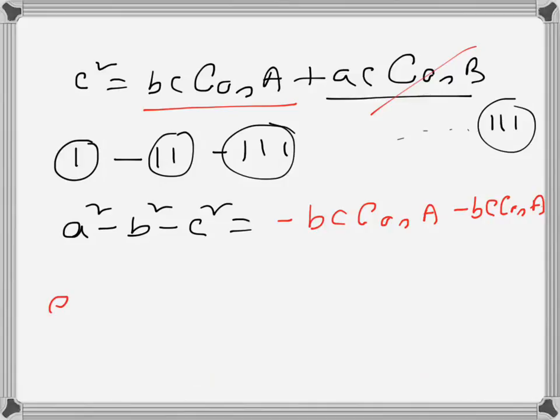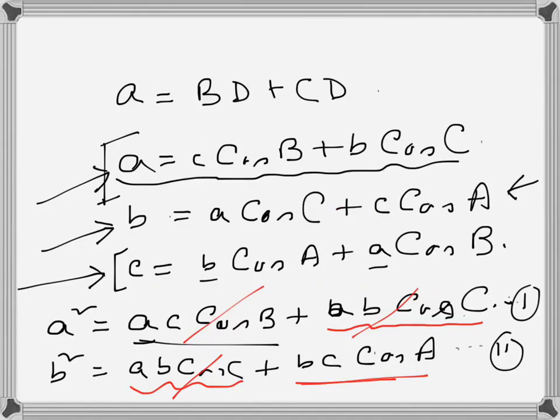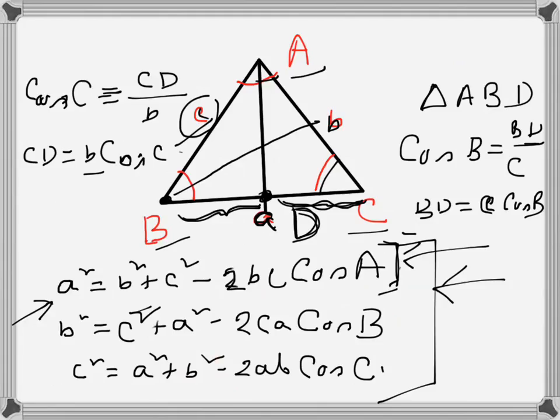If I rewrite this, taking these two to the right hand side, a square equals b square plus c square minus 2bc cos A. So this is my first cosine rule. This is proved, and the remaining two can be proved in similar fashion, of course.